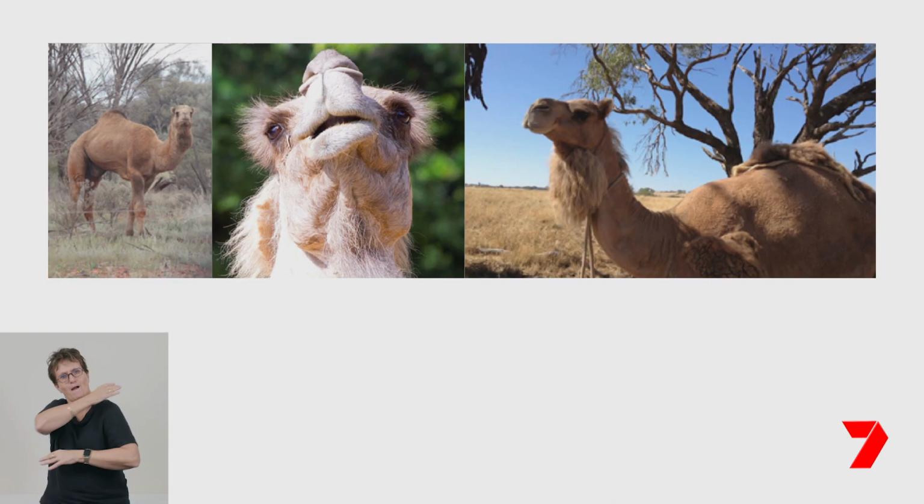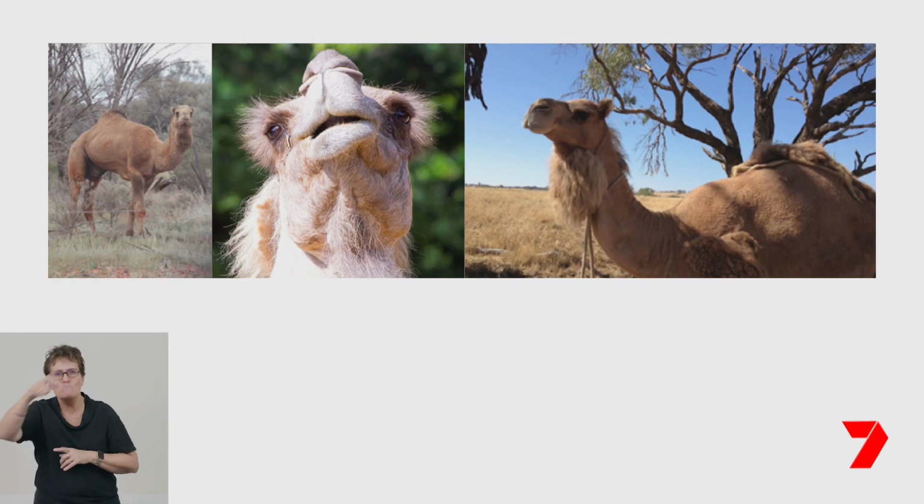Who am I? My coat is light and dark brown. My fur is long around my throat, shoulders and back. I have long bushy eyelashes. I have an outer and inner eyelid. I can close my nostrils. I can live without water for days. And I have a hump on my back. Who am I? Yes, that was easy.